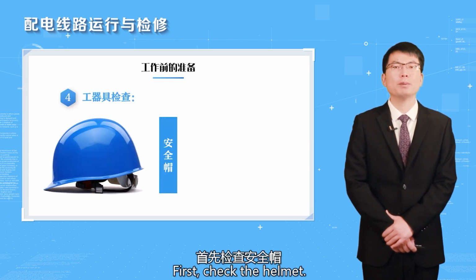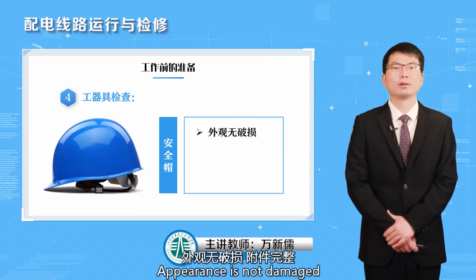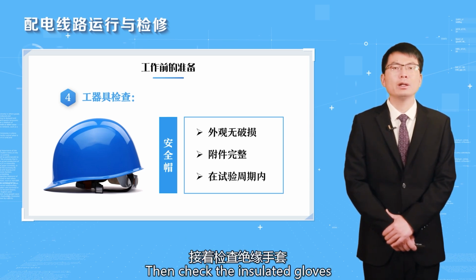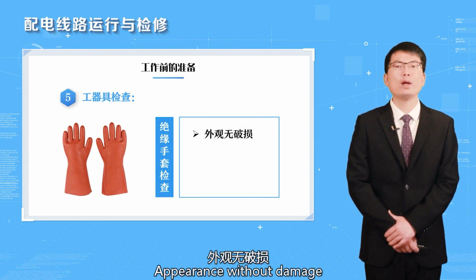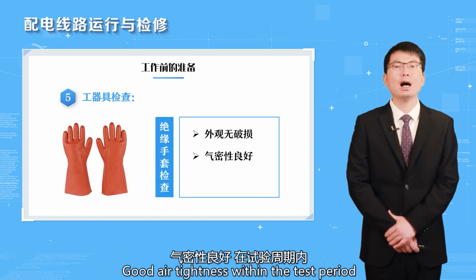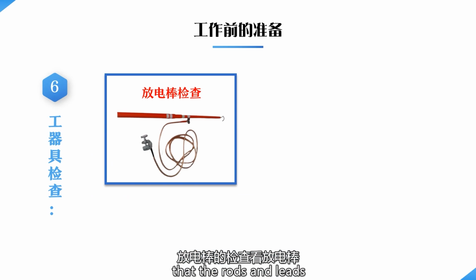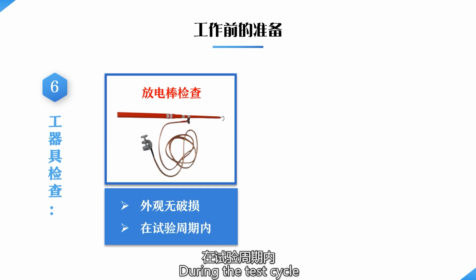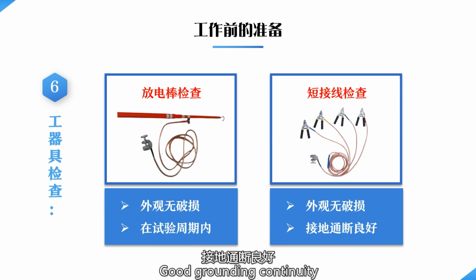First, check the helmet. There are 3 main points to check the helmet: appearance is not damaged, accessories are complete, and within the test period. Then check the insulated gloves. Mainly check 3 points: appearance without damage, good airtightness, within the test period. Discharge rods are inspected to see that the rods and lead wires are not damaged, during the test cycle. Shorting wires should be checked to see that there is no damage and good grounding continuity, as shown in the figure.